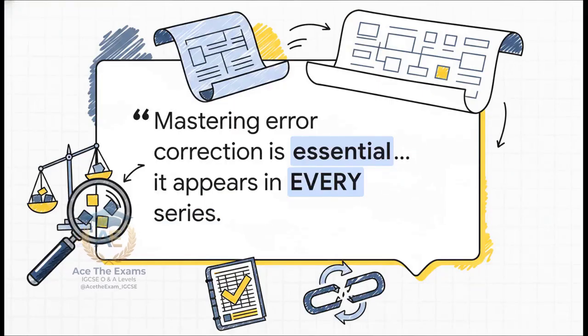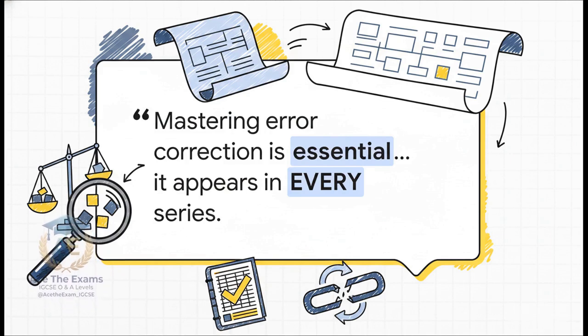And look, you don't just have to take my word for it. This quote perfectly validates exactly what we are up against. This is pulled straight from the Cambridge Principal Examiner report. It says, mastering correction of errors using suspense account is essential. This topic appears in every examination series. Guys, the examiners are literally handing us the blueprint here. They're telling us point blank, there's nowhere to hide from this topic.